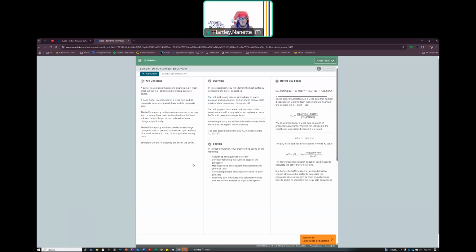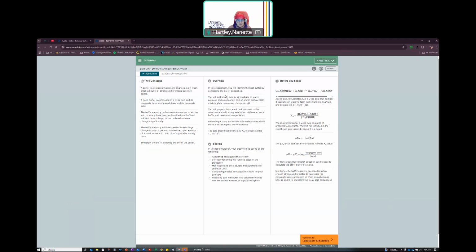But again, a buffer is a solution that resists changes in pH when small amounts of strong acid or strong base are added. A good buffer is composed of a weak acid and its conjugate base, or a weak base and its conjugate acid. Buffer capacity is the maximum amount of a strong acid or strong base that can be added to that buffered solution before the pH changes significantly. Buffer capacity is exceeded when a large change in pH is observed upon addition of a small amount of strong acid or strong base. The larger the buffer capacity, the better the buffer.